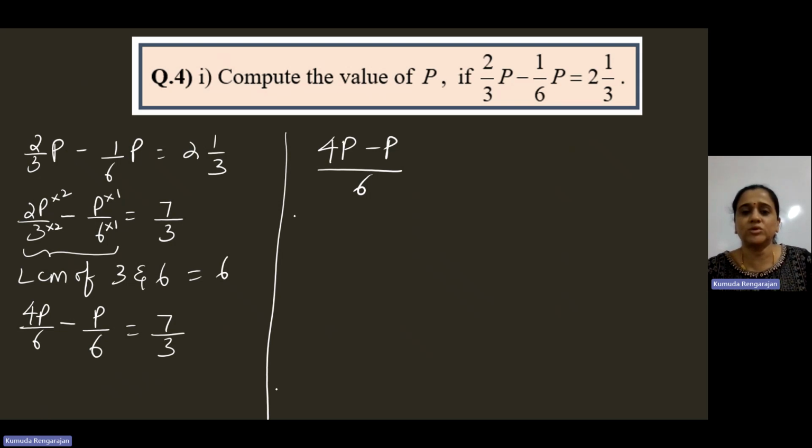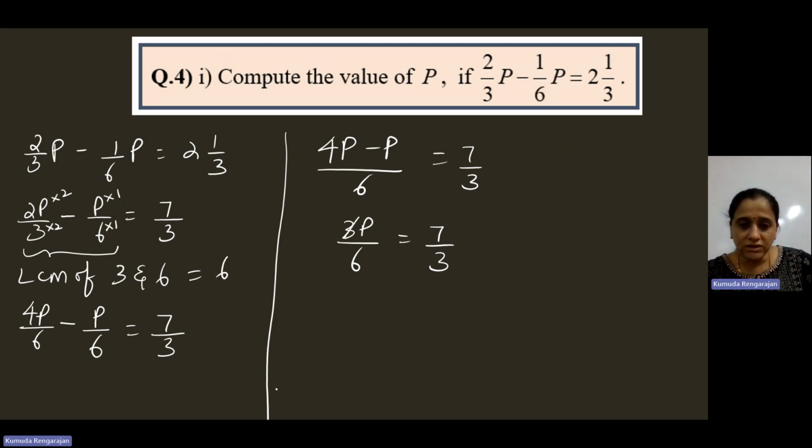Same denominator, no? Both the terms have the same denominator 6, so you can subtract the numerators. 4p minus p by 6 is equal to 7 by 3. Correct? So 4p minus p is 3p. 3p by 6 is equal to 7 by 3. Correct?